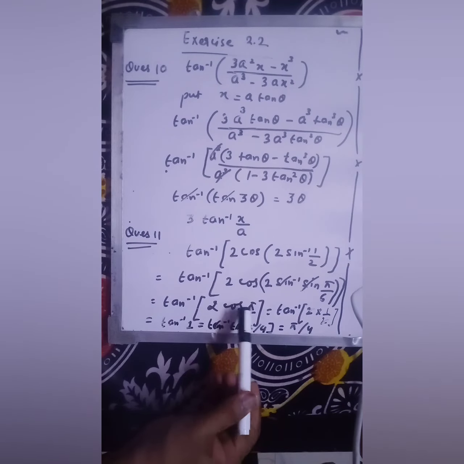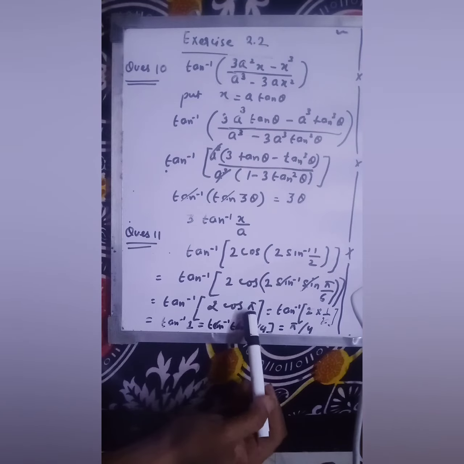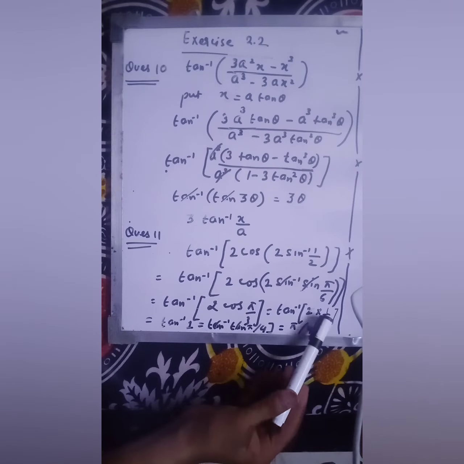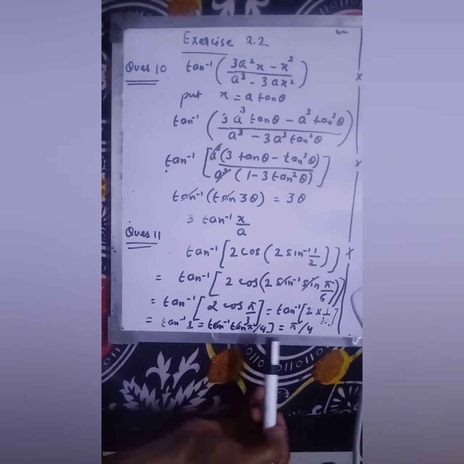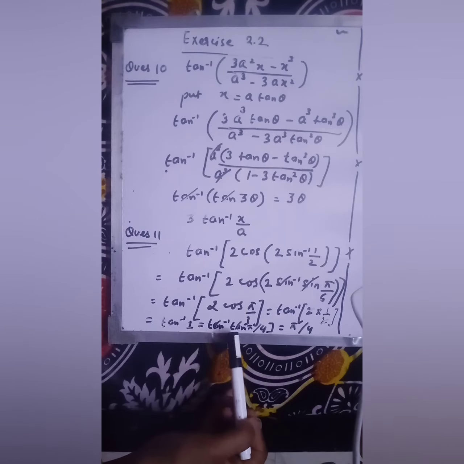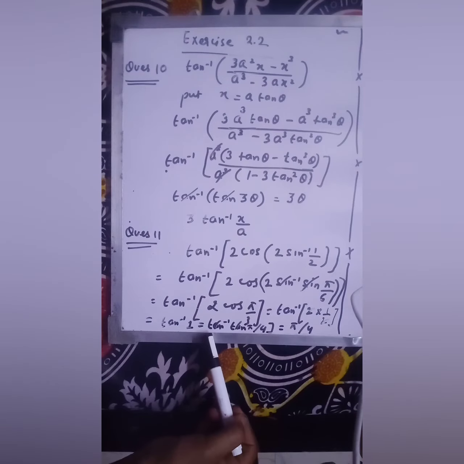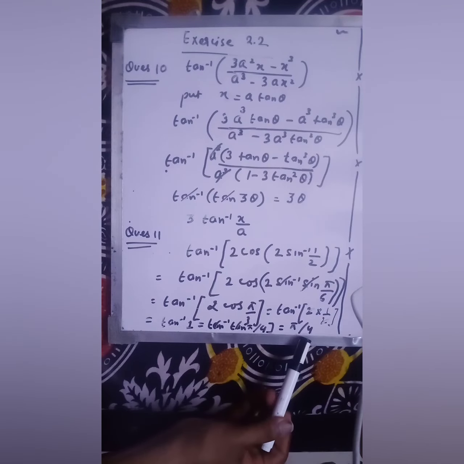Cos pi by 3 is what? That means cos 60. Cos 60 is 1 by 2. So in the next step you have to write tan inverse 2 into the value of this, which would be half. 2 and 2 will cancel out, then you will get tan inverse 1. In place of 1 I am writing tan pi by 4, because tan pi by 4 is 1. So tan inverse will remain the same, tan inverse of tan pi by 4. Then tan and tan inverse will cancel out, and the final answer would be pi by 4.